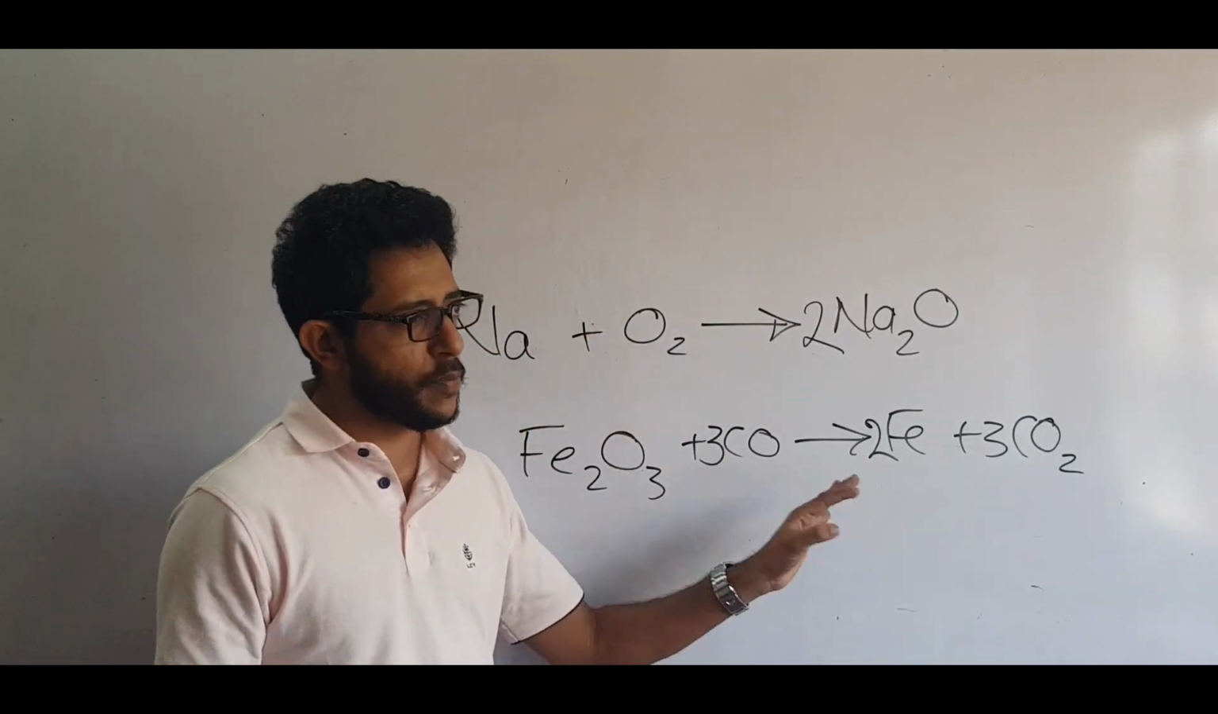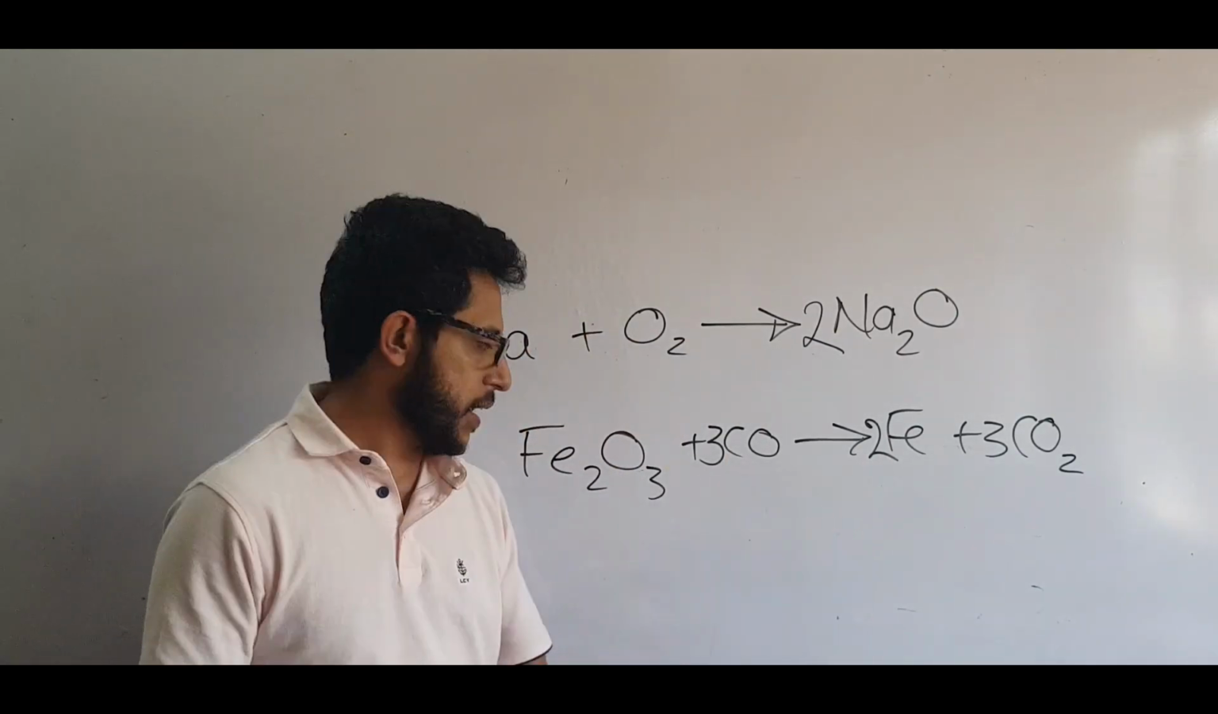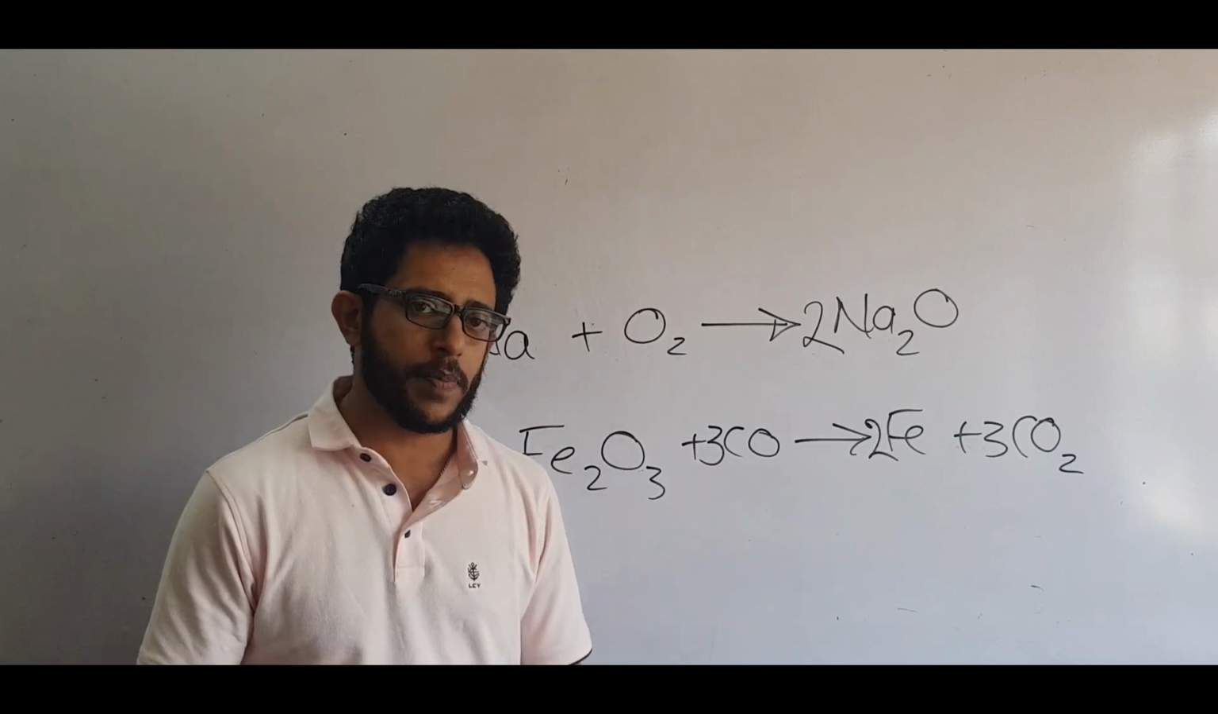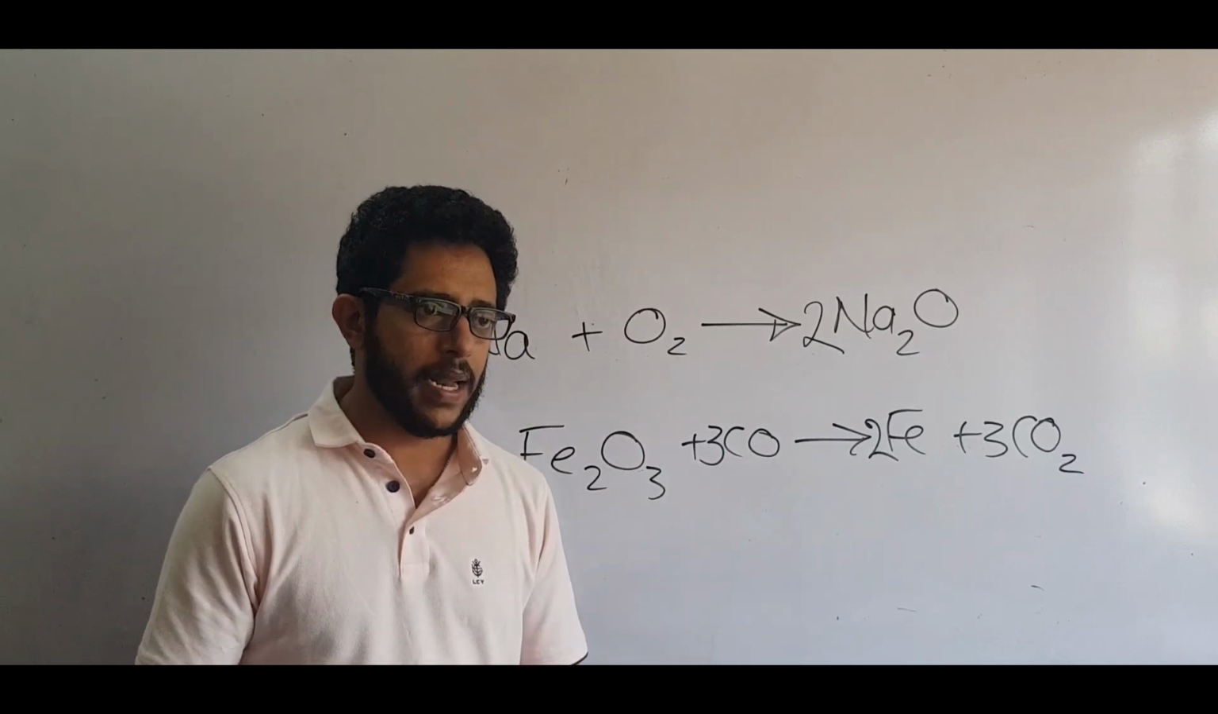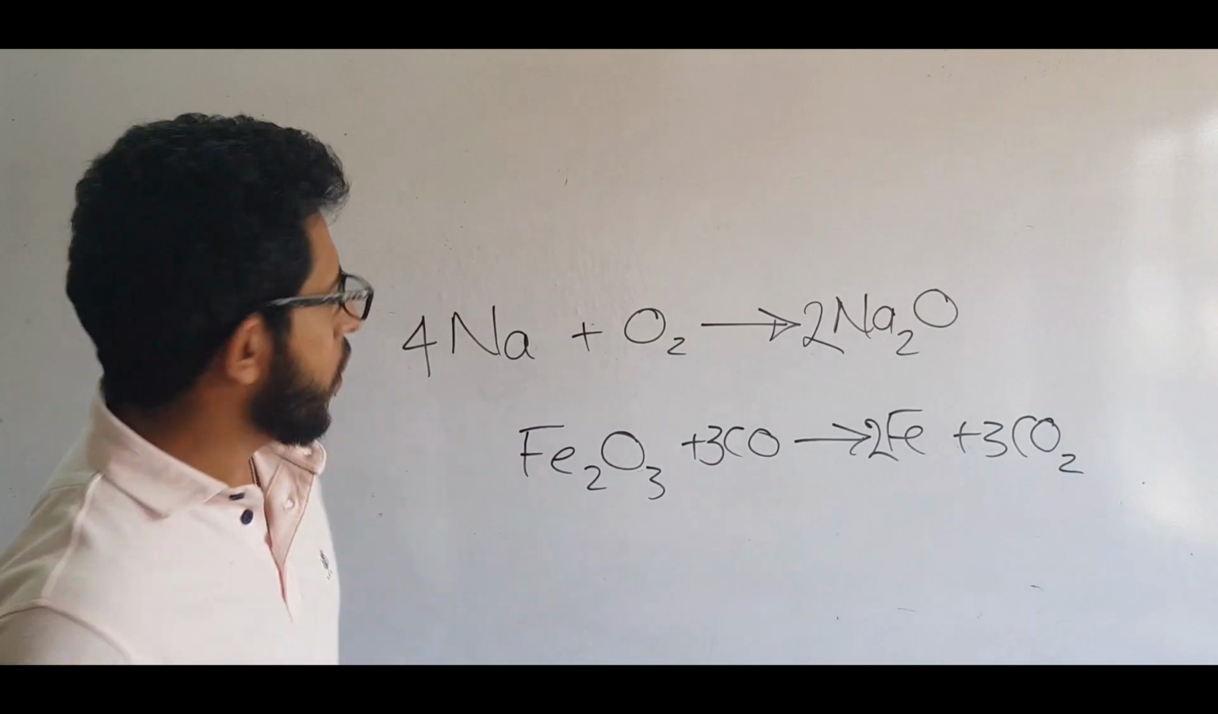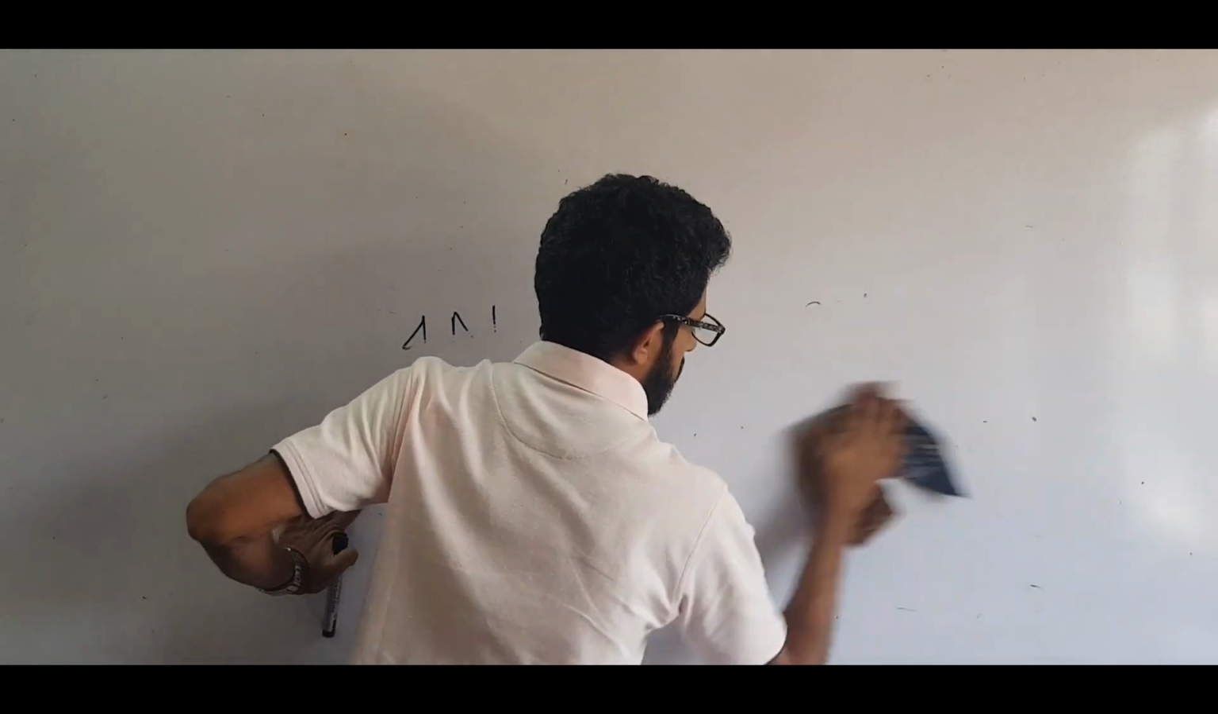So we call this the inspection method. In the inspection method, we just see the number of atoms present in each side and we try to balance it. So the method we are going to do right now, we call it an inspection method. Right. So what is the inspection method?